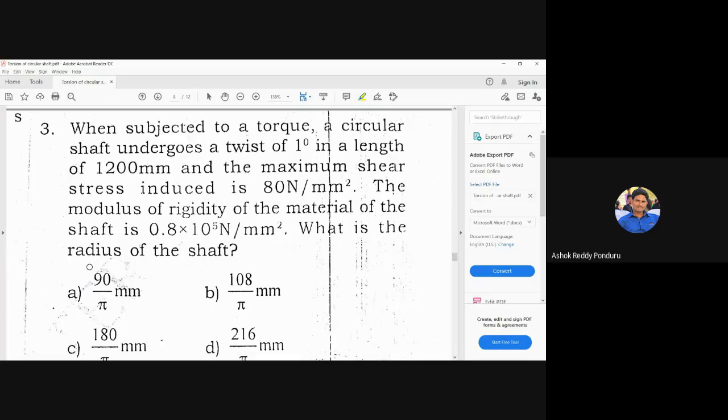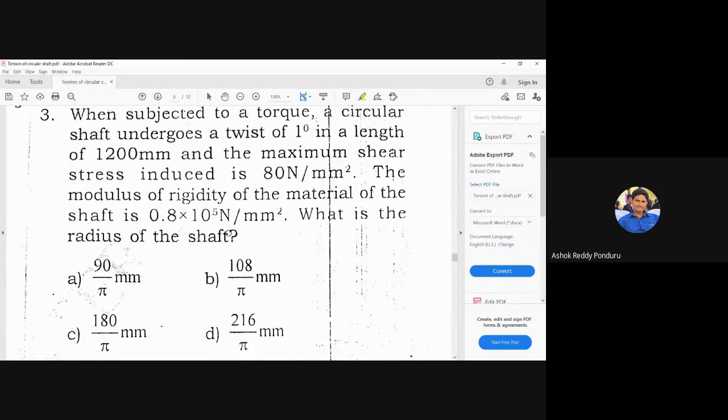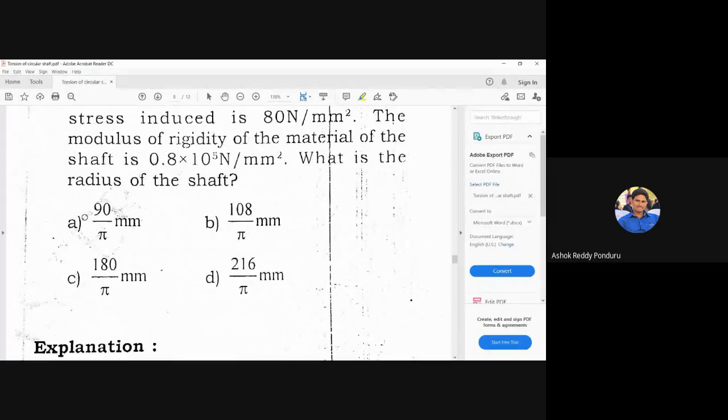Here, how much stress is developed? 80 Newton per mm square, and the length is 1200 mm. It undergoes a twist of 1 degree, and for the material, the modulus of rigidity is 0.8 into 10 to the power of 5 Newton per mm square. This is a previous GATE question. Option A: 90 by pi mm, option B: 108 by pi mm, option C: 180 by pi, option D: 216 by pi mm.